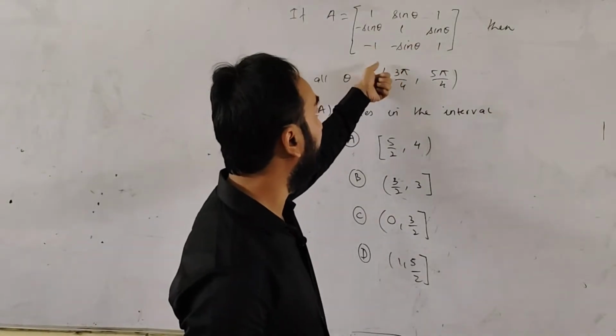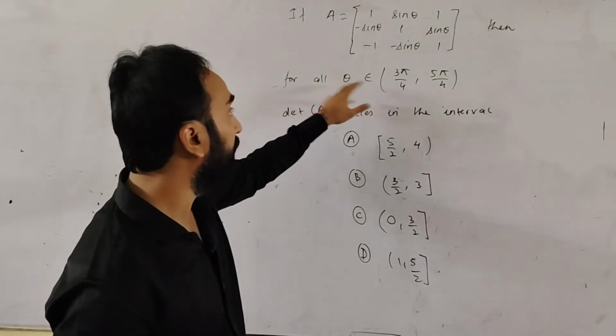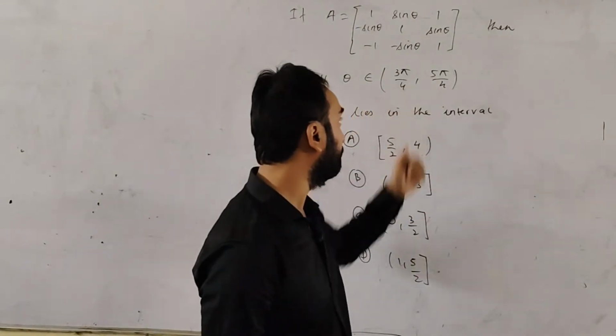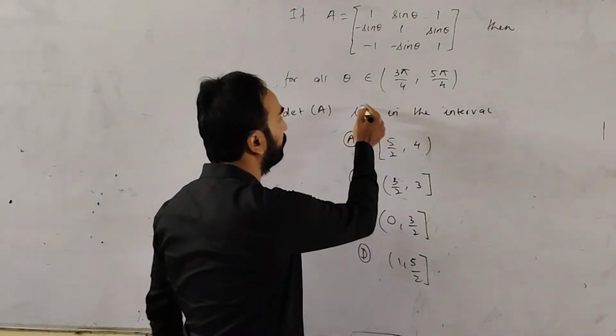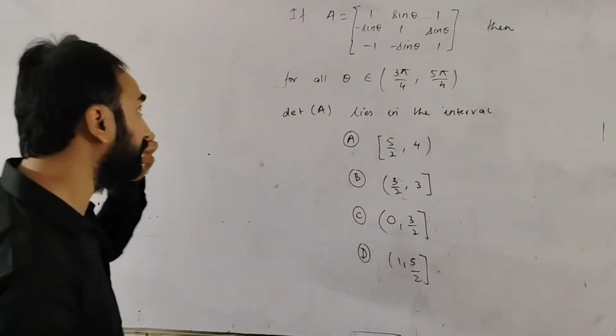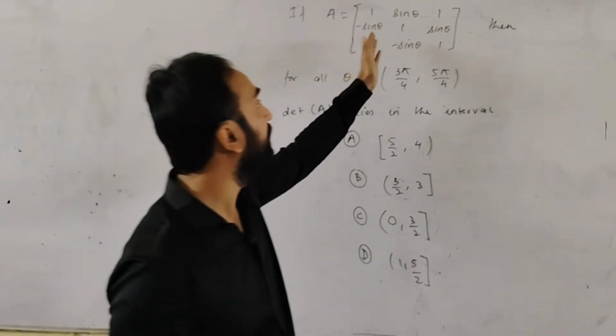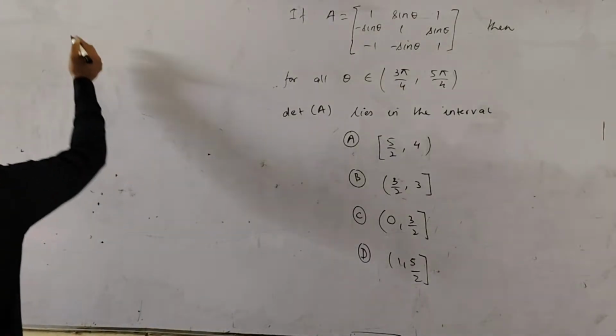and sine theta, minus 1 minus sine theta and 1. Then for all theta belongs to (3 pi by 4, 5 pi by 4), det of A lies in the interval. So basically we have to find the interval of this, correct? So how to find the interval of this? Although this can be done by different methods, we will go very simple. First find the det of A.